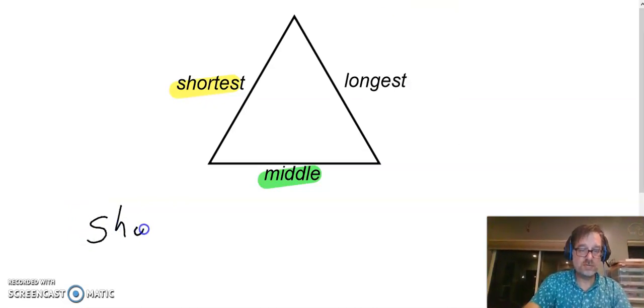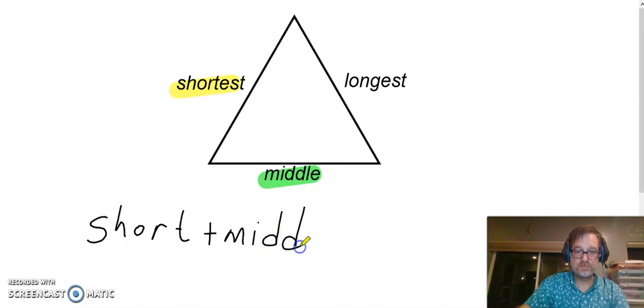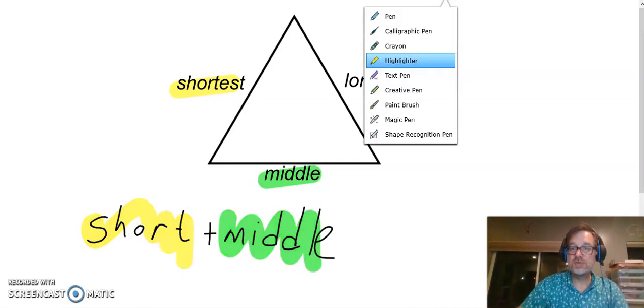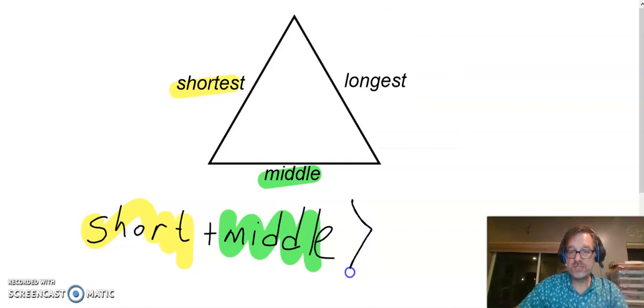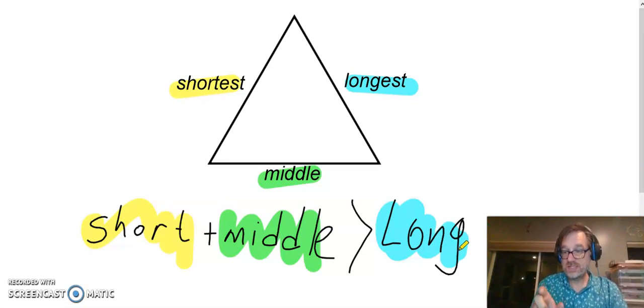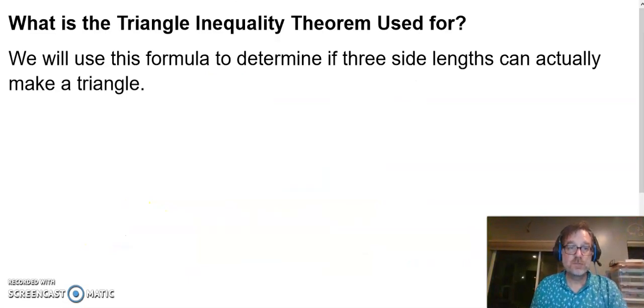So we're going to do the short side right here, plus the length of the middle side. Let's put that in green so I can keep it all matched up. So we've got the middle side, we've got the short side. What the theorem is telling us, for this triangle to exist, is that whatever answer I get right there, short plus middle, has to be greater than the longest side. Boom. This has to be true. If I give you a triangle, that has to be true. The sum of short plus middle has to be greater than long.